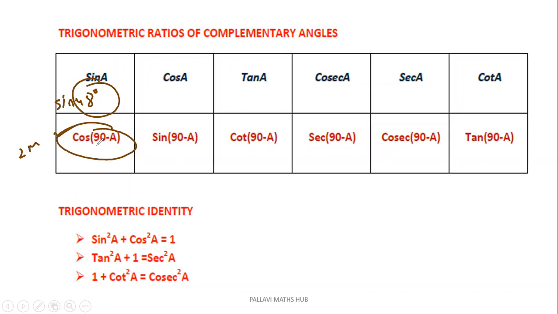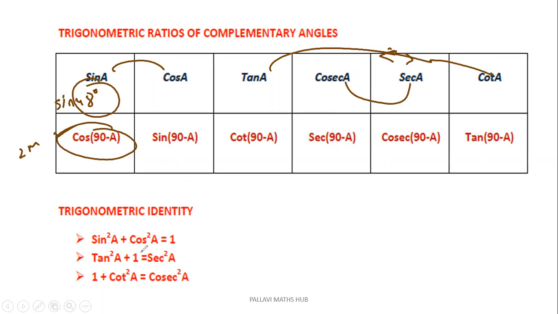So sine of (90 minus A) is cos A, and cos is the reverse of this: sine means cos, cos means sine. Next, tan means cot, cot means tan, just the reverse of this. Next, cosecant means secant, secant means cosecant.